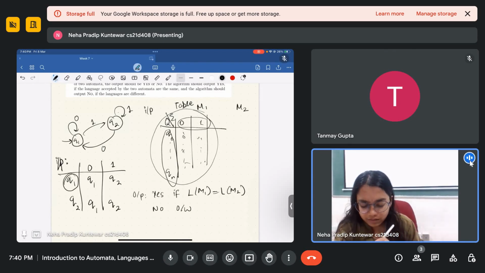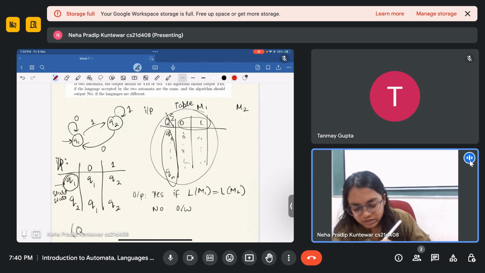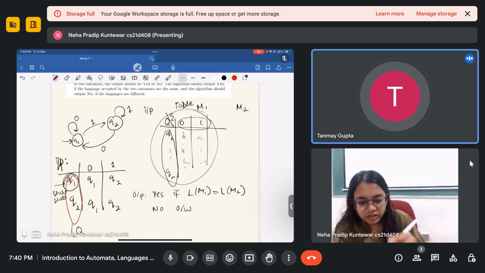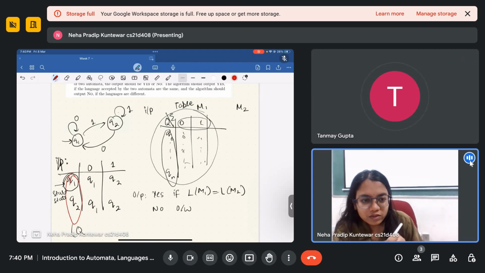Assume that the first state in the table is the start state. So if I just give you the table, what information have I given you? Q is nothing but these states that were written on the rows. And I don't specifically need to tell you sigma also, because this is what the sigma is.